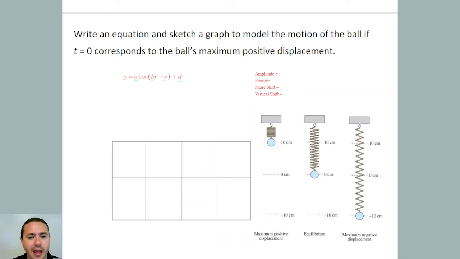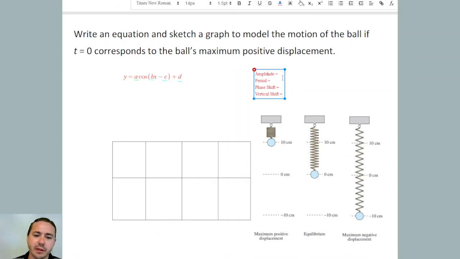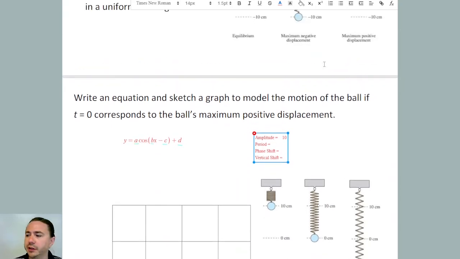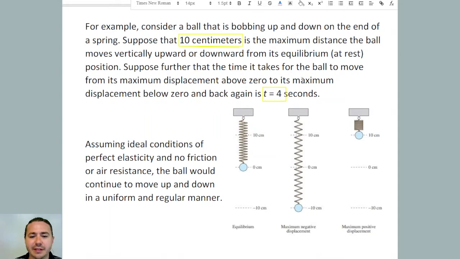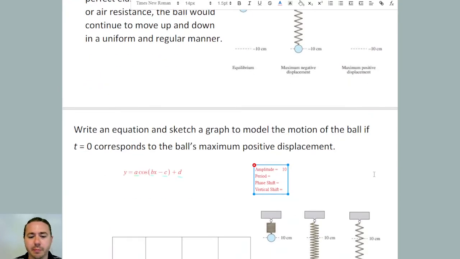And we're going to do that by identifying these characteristics. So let's go back to the characteristics. The amplitude here is going to be 10 centimeters, right? The distance from equilibrium to the maximum or minimum displacement is 10 centimeters. The period, it says back here, kind of wish I was able to fit all this on one slide, but it says the time it takes to go from maximum back to maximum is 4 seconds. That's going to be our period.